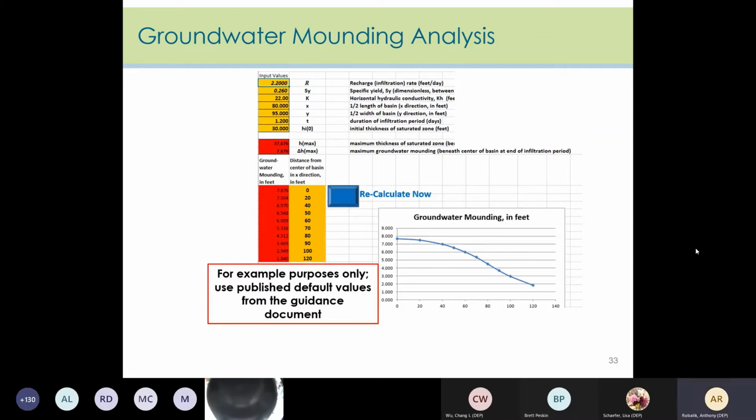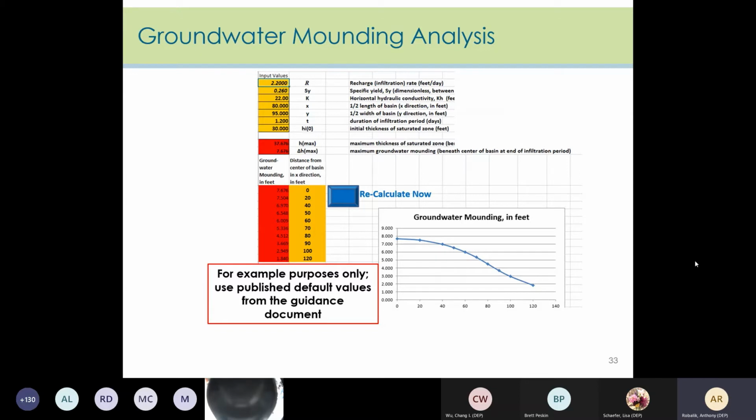Next are the dimensions of the basins. Keep in mind, when using the spreadsheet, you use half X direction, half Y direction, not the full basin length and width. Duration of infiltration, they put 1.2 days. Initial thickness of the saturated zone, they use 30 feet. So the initial thickness of the saturated zone is one of the hardest parameters really to figure out. 30 feet is on the conservative side, so probably okay.